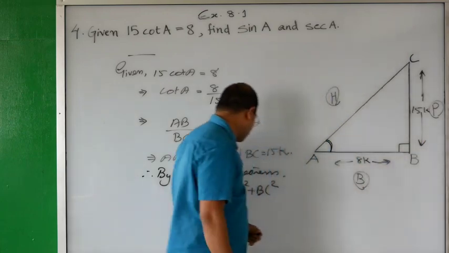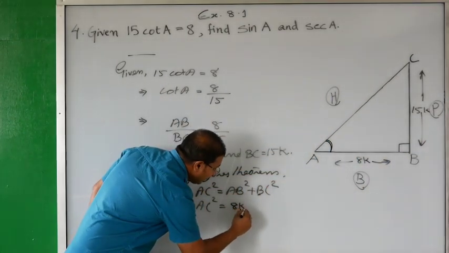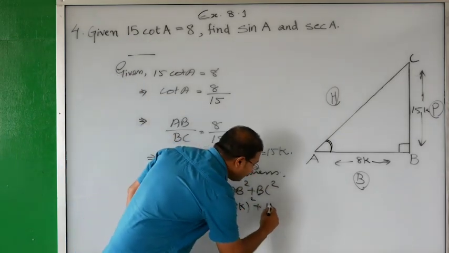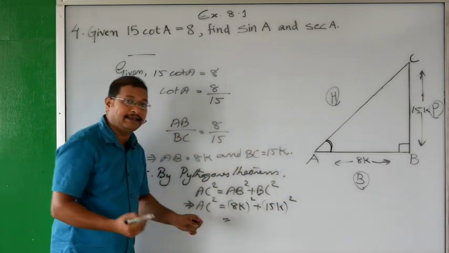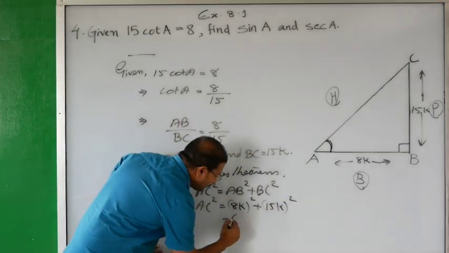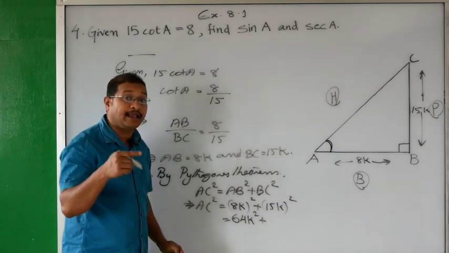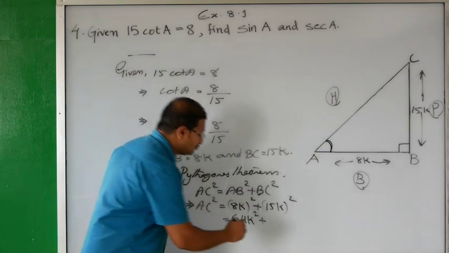BC is 15K. So we got it. In place of AB, we'll write (8K) the whole square plus (BC) 15K whole square. Now, let's write. 8 8s are 64, K square, plus 15 square. 15 into 15 is 225.